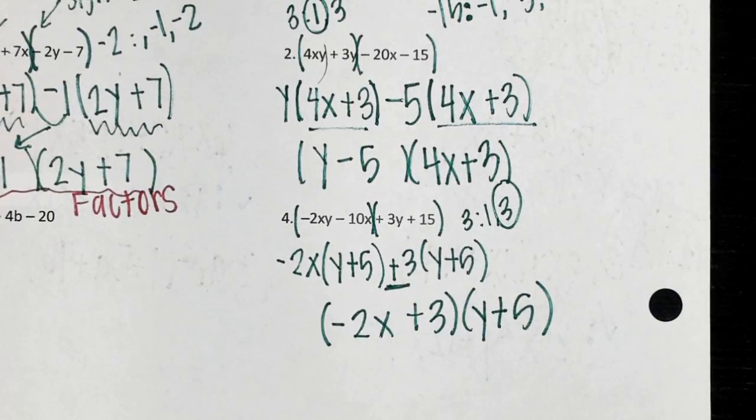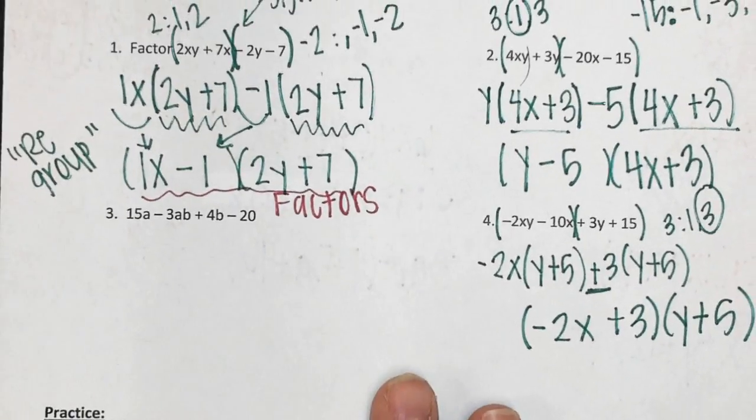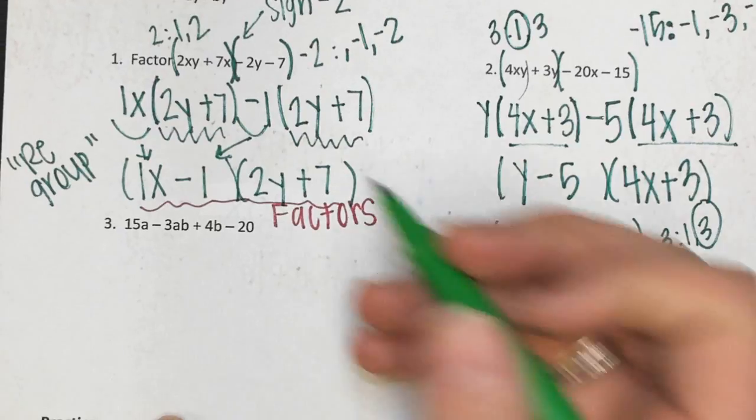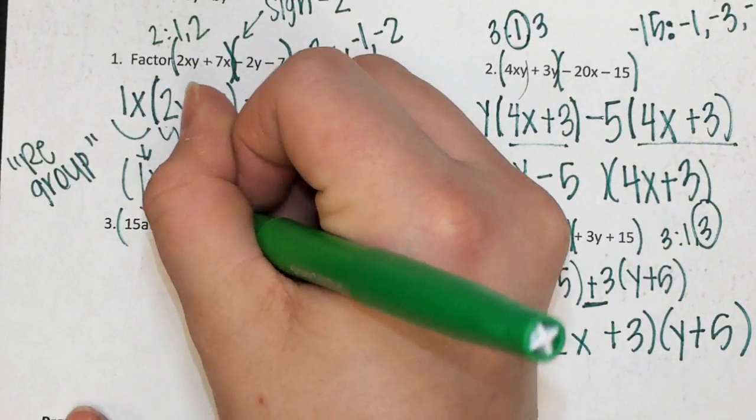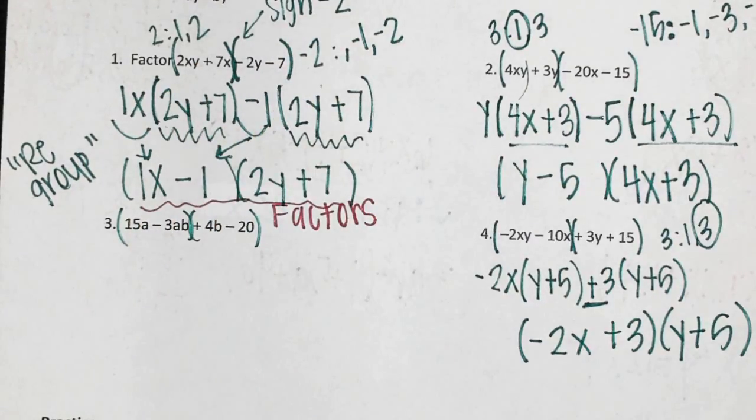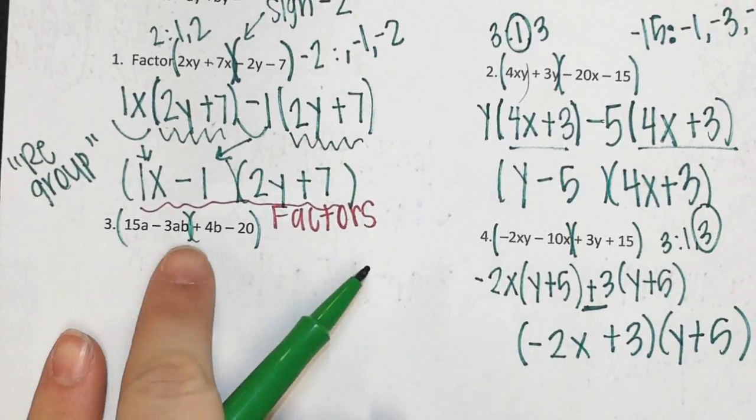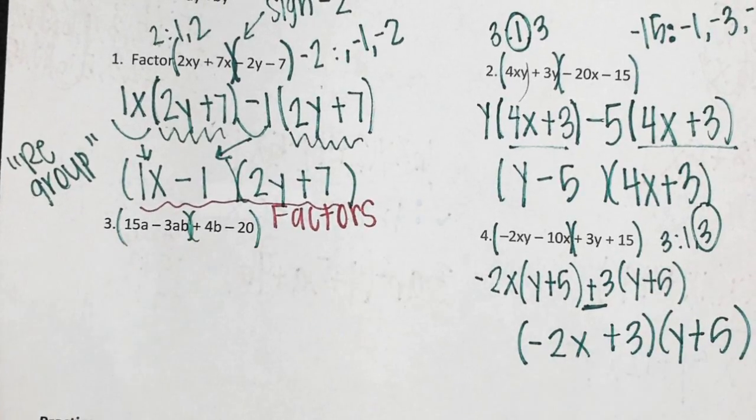All right, I want to do one more with you. Number 3. I skipped it because at first you don't get matching factors. Okay, so let's go ahead and group. There are 4 terms. At least 2 of them have common variables, so I know I can use grouping.